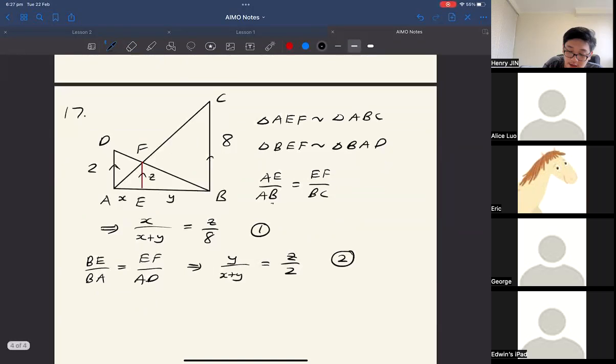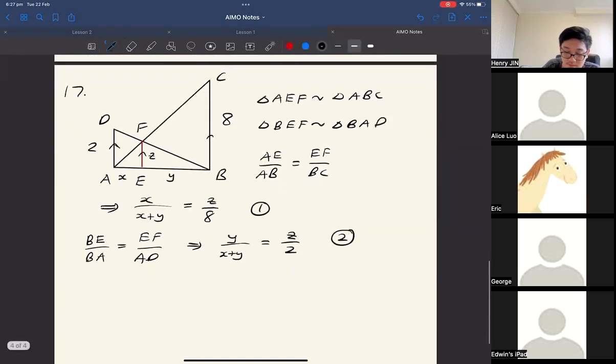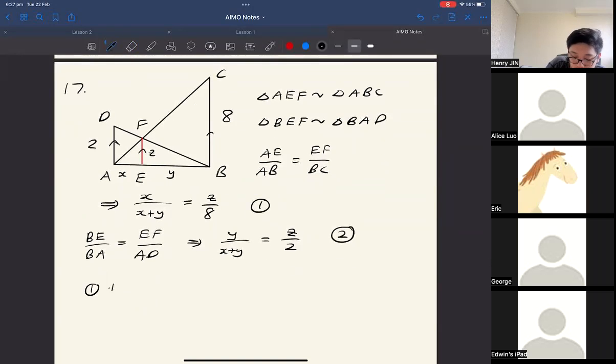However, if I told you to add up the left hand side of this, you might miss it. So it's a lot easier to see it if you reduce these lengths into algebra. Yeah, so 1 plus 2, 1 equals 5z over 8.